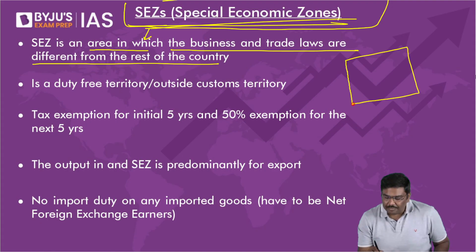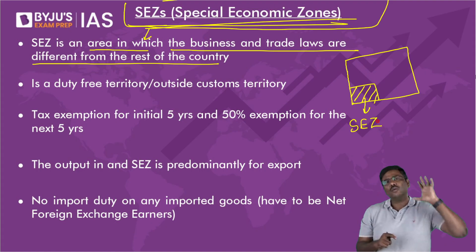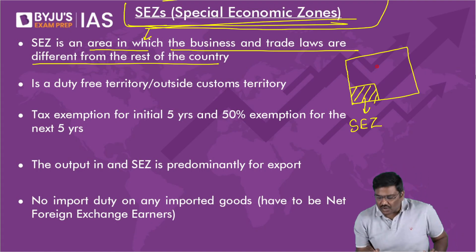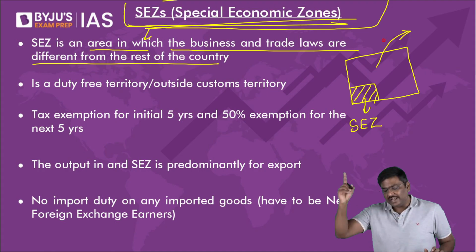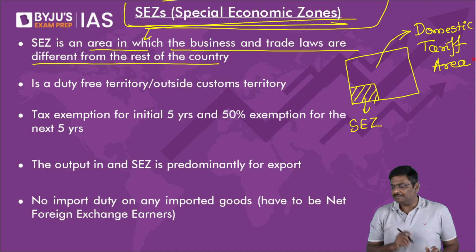Imagine this is India and this region has been identified as a special economic zone. Imagine the government of India has declared this corner as a special economic zone. So the rest of India will be called a domestic tariff area. All of you remember this? Rest of India is called a domestic tariff area, DTA.